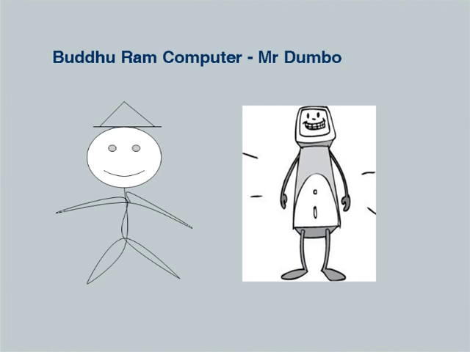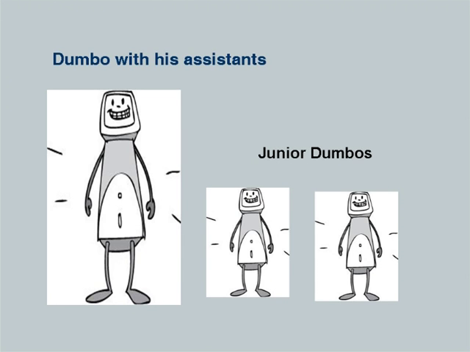So here is my Budhuram computer. We call him Mr. Dumbo. So what are the characteristics of Mr. Budhuram? First, Mr. Dumbo has several assistants. We call them junior Dumbos. I have shown two of them, but there could be many more.